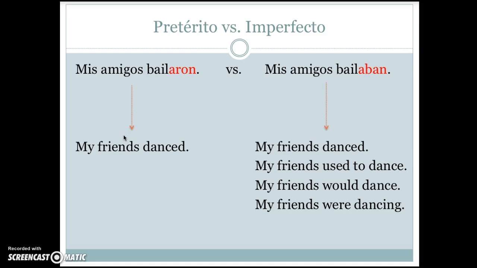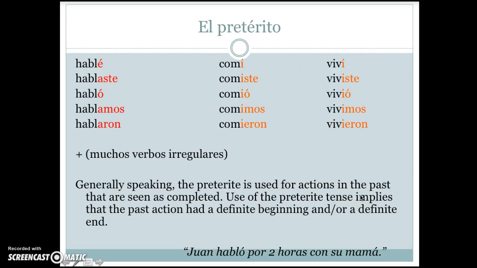Mis amigos bailaron ayer. Mis amigos bailaron el viernes pasado. Versus mis amigos bailaban, using the imperfect form of this verb implies that it's something that used to occur. Here we can see the translation, my friends used to dance. It's something that occurred over a much longer period of time.